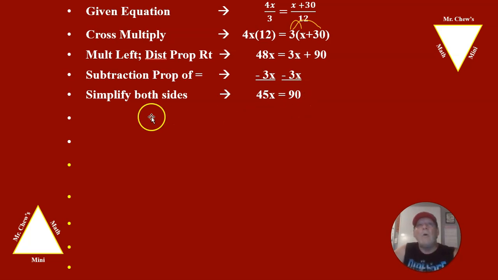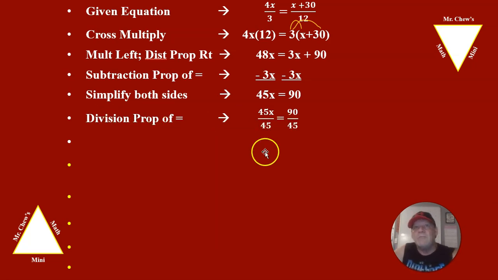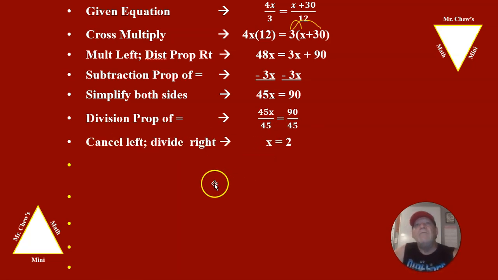Now I need to find out what 1x is. So I use what's called the division property of equality, which means I'm going to divide both sides of the equation by the same number, which is 45, and 45 over 45 is 1. That cancels out. So I have x equals 90 divided by 45, which is 2.